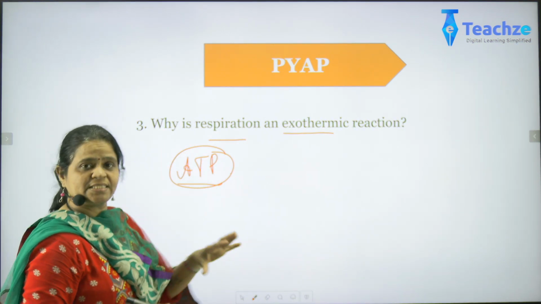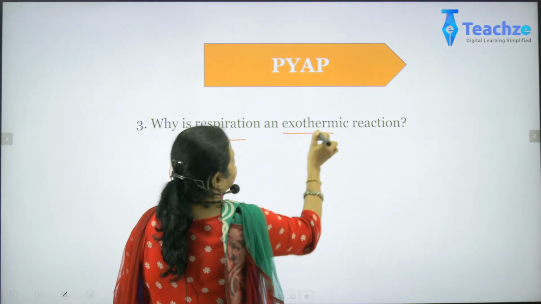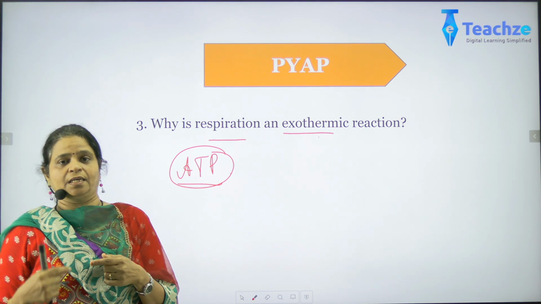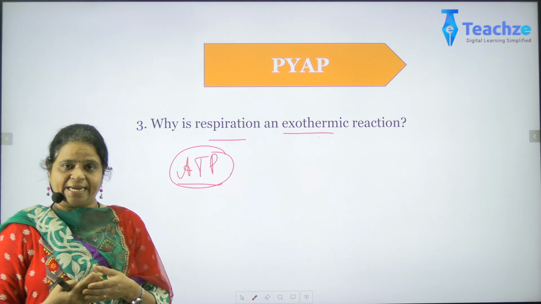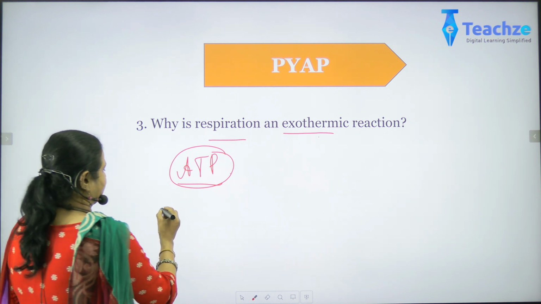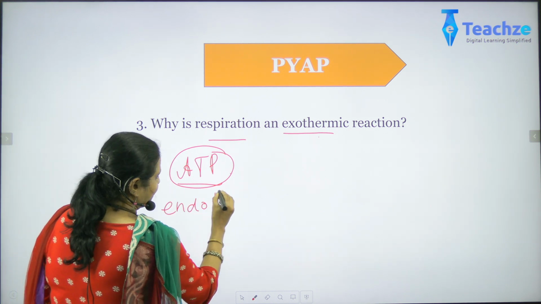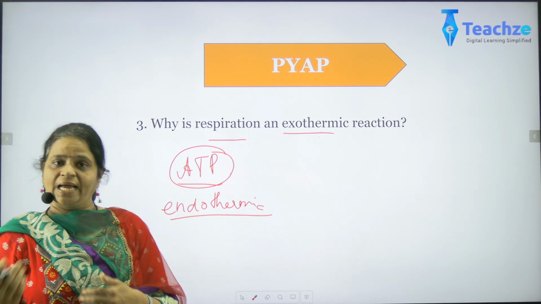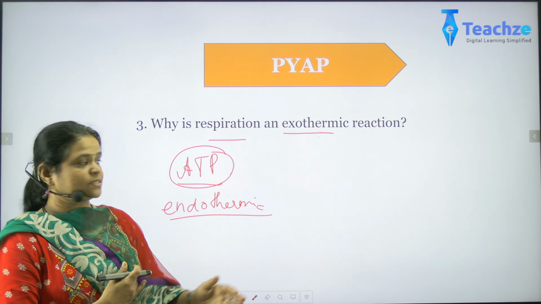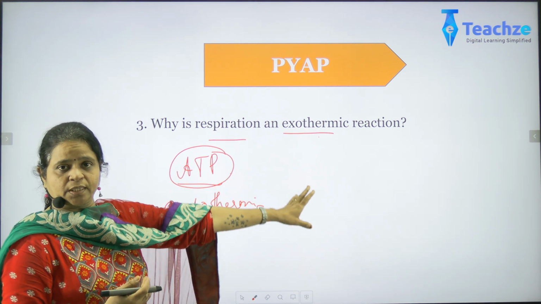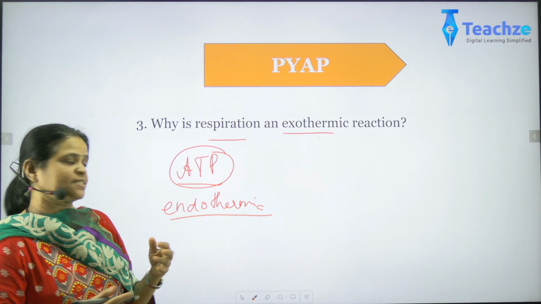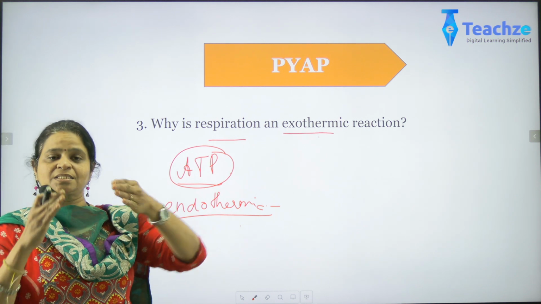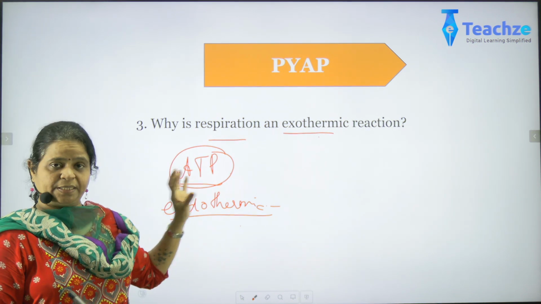Now, since it liberates energy by the breakdown of glucose, we give the term exothermic reaction. But when we take that particular energy and use it for various activities, then the reaction becomes endothermic, because we are utilizing that particular energy which is liberated through the process and then doing various activities. So respiration is exothermic, but utilizing it for various activities will be endothermic. Now, this is all about the introduction of this particular chapter.